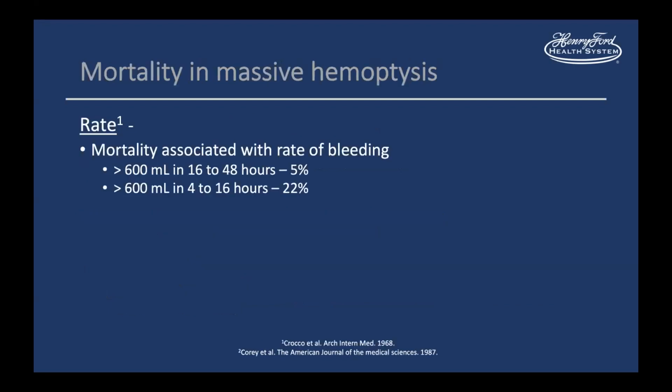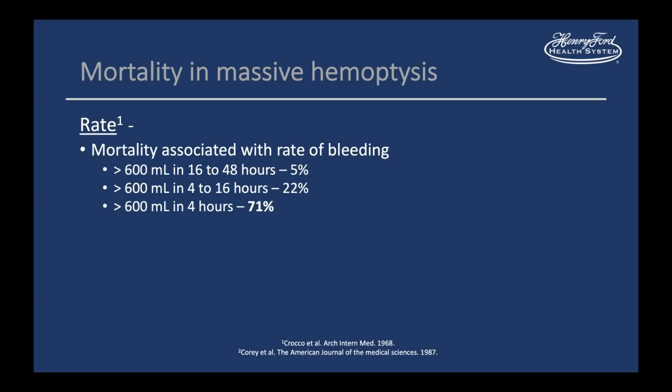So what's the mortality associated with massive hemoptysis? A lot of it depends on rate and volume. In terms of rate, this was a retrospective study done in France a long time ago in the 60s. They took patients who all came in with massive hemoptysis, which they defined as greater than 600 milliliters over 48 hours. They actually spun down these patients' sputum and measured the volume of hemoptysis, and found that in patients with that same volume of over 600 milliliters over 16 to 48 hours, the mortality was only 5%, whereas 4 to 16 hours is 22%. And then less than 4 hours, it's 71%. So that's a pretty drastic jump.